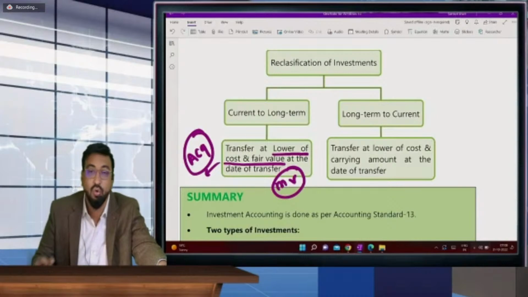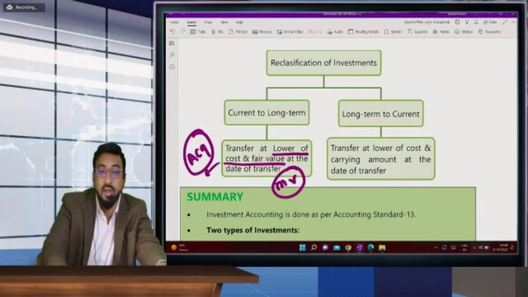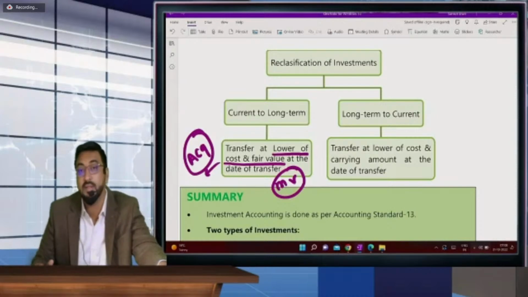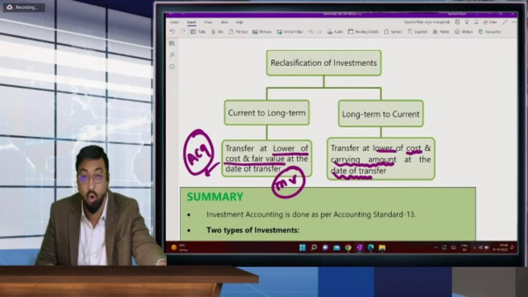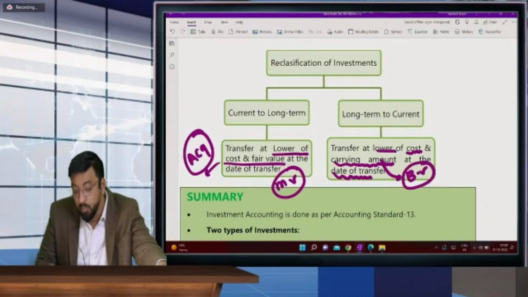Okay. So current to long-term investment. Whenever you are transferring from current to long-term, it is lower of cost and fair value, but long-term to current, it is lower of cost or carrying amount on the date of transfer. Carrying amount means what? In simple language, it is a book value.